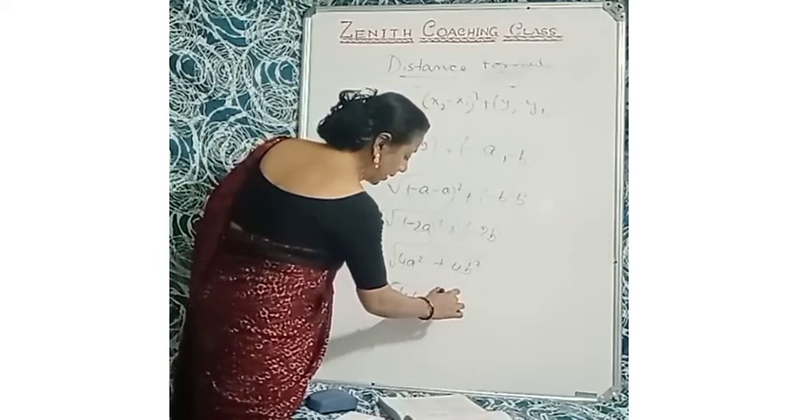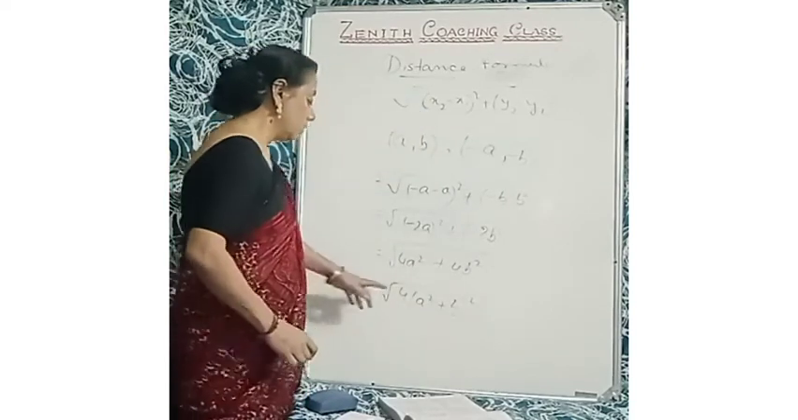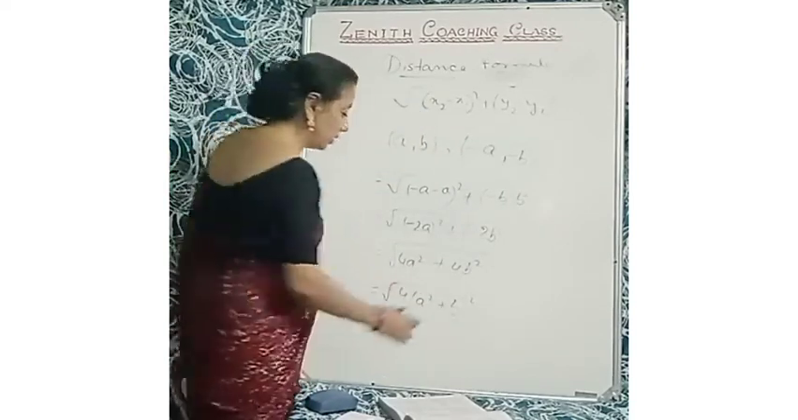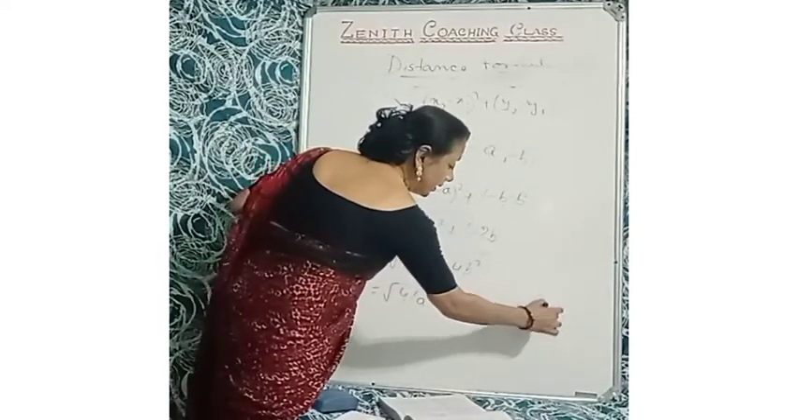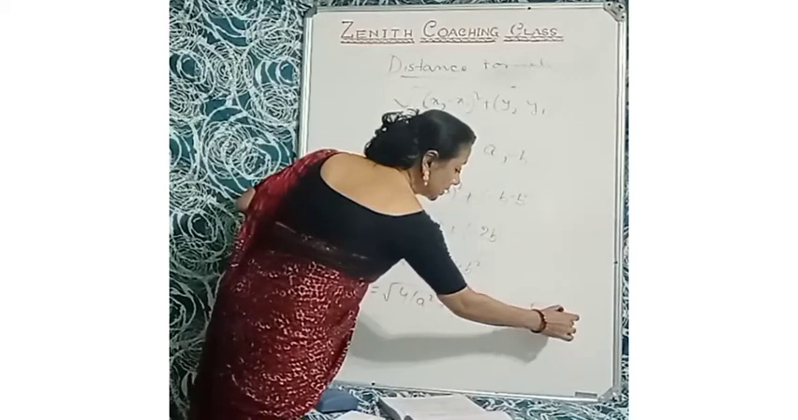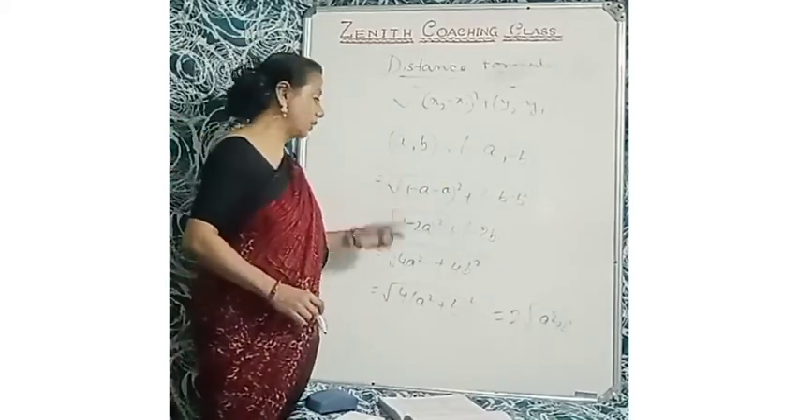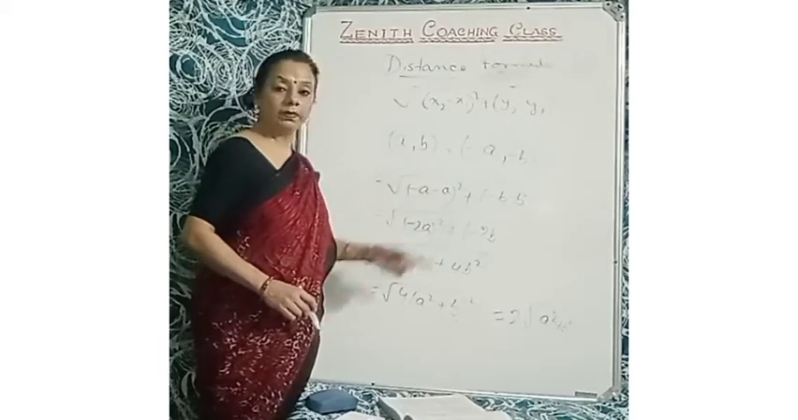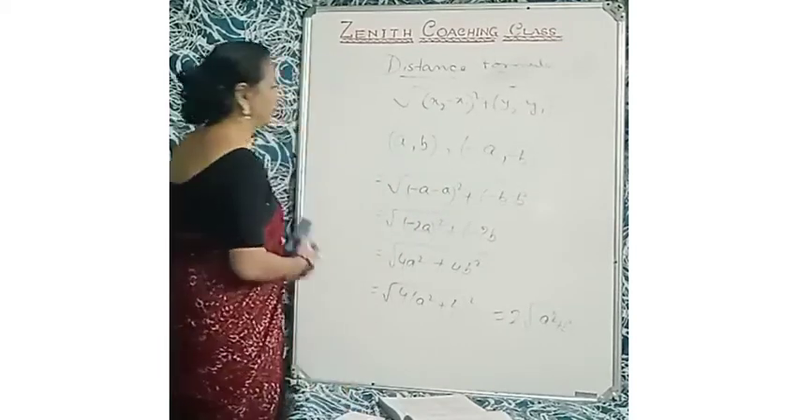So A square plus B square. So root over 4 is 2. So you can write 2 here and root over A square plus B square. Okay, that is the answer. That is the distance between A, B and minus A, minus B. Okay children, please observe the sum. I'll go to the next sum.